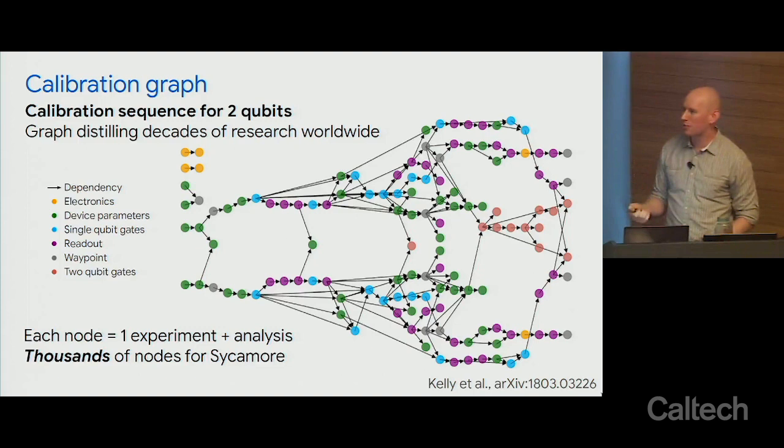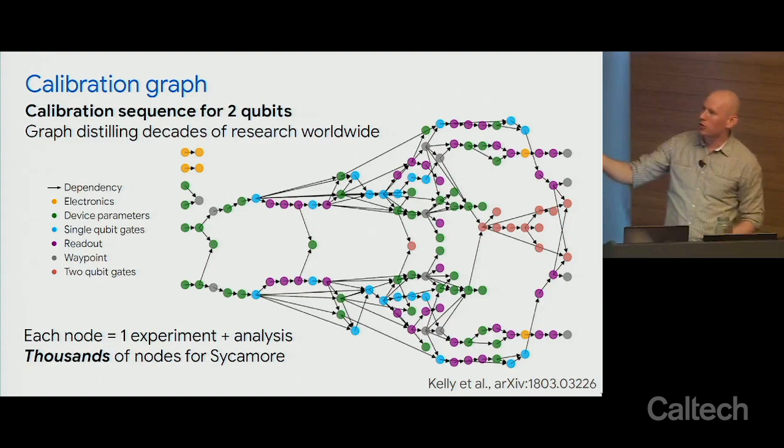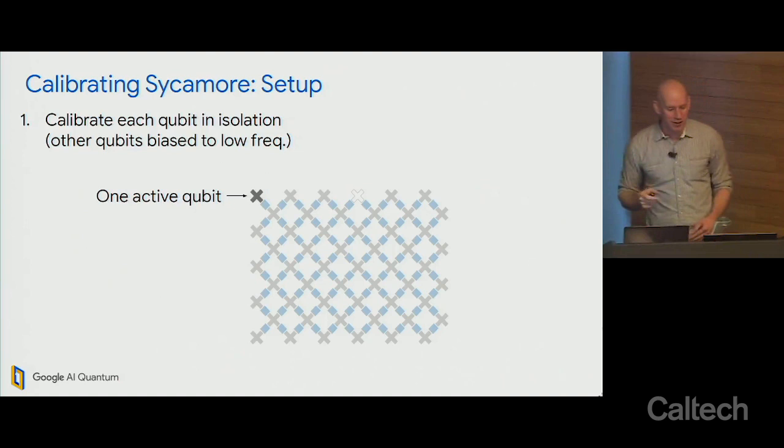We can just sort of breeze through this to get an idea of what's going on. We figure out some device parameters. We do some iteration between single qubit gates and readout. And at the end, we figure out our two qubit gates. This is quite a long process, but by having algorithms take care of it instead of graduate students, everything works much better. So I want to give you a flavor of how we actually set up the Sycamore processor.